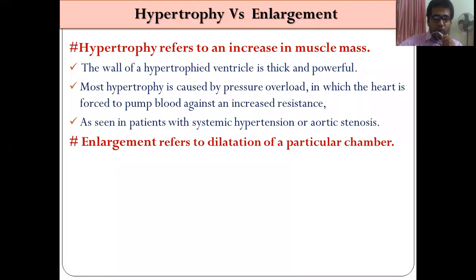In case of hypertrophy, the wall of the hypertrophied ventricle is thick and powerful, and most hypertrophy is caused by pressure overload, in which the heart is forced to pump blood against an increased resistance, as seen in patients with systemic hypertension or aortic stenosis.